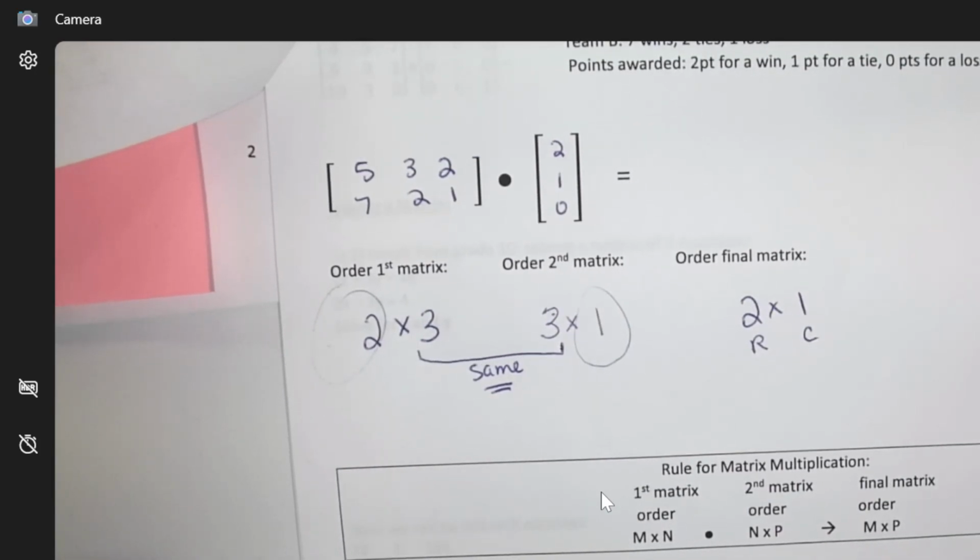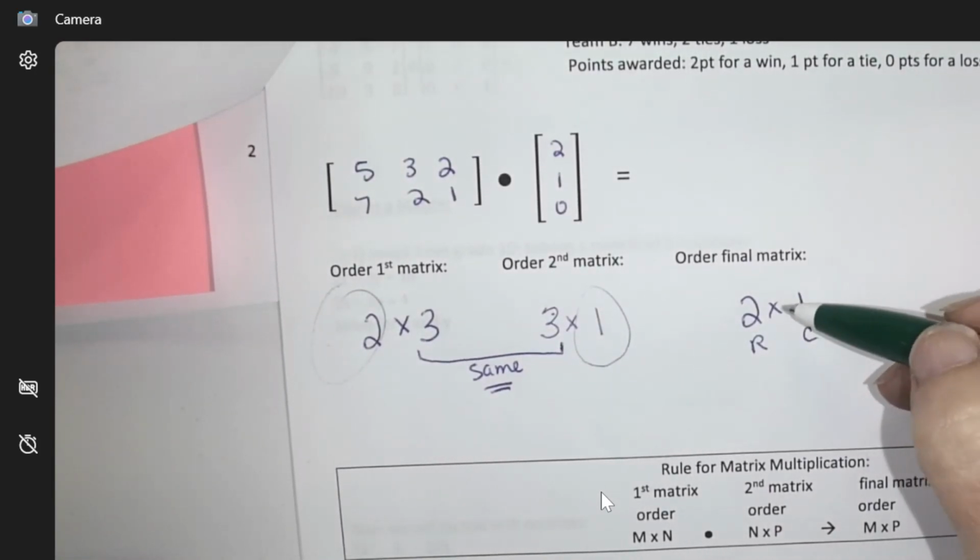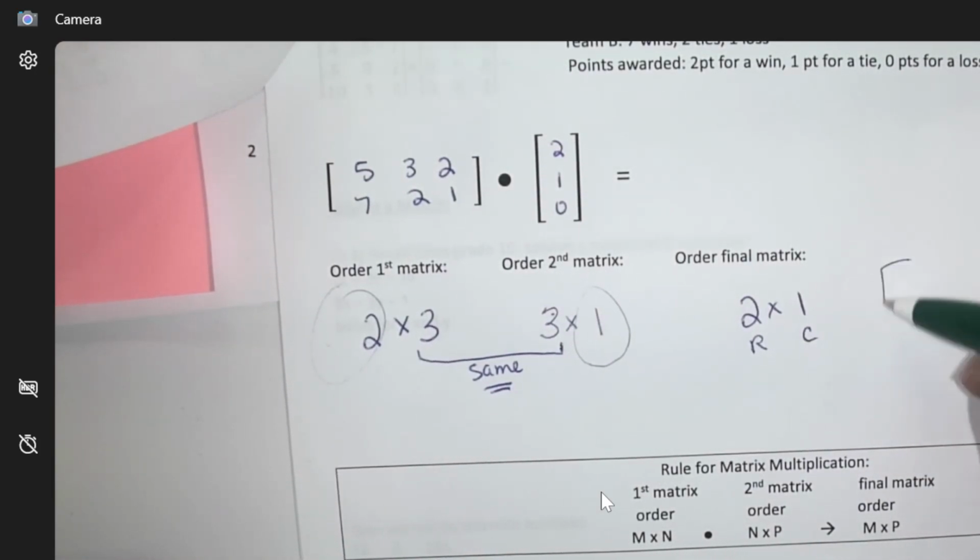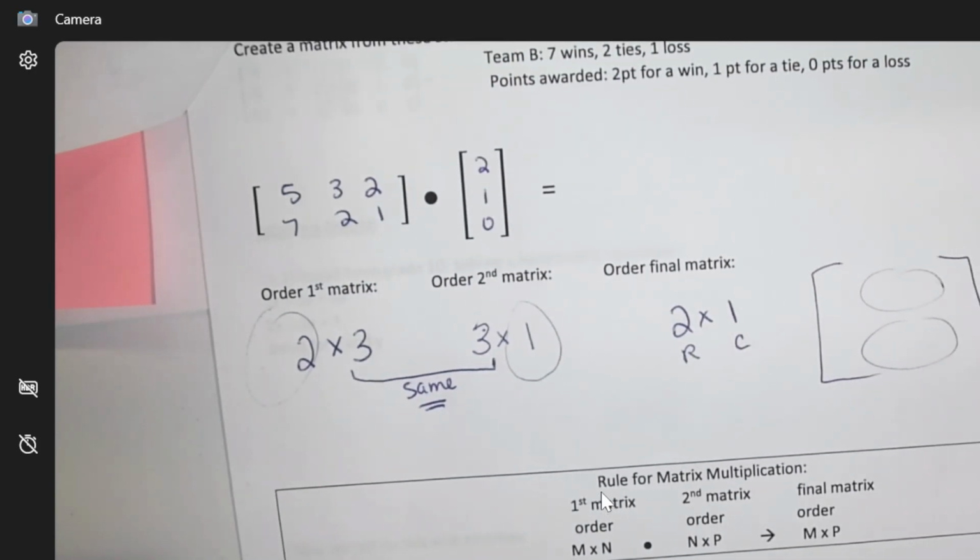Okay, so here is what's going to happen. The final one is going to have 2 rows and 1 column. It's going to look like this. It's going to have 2 rows with 1 column.